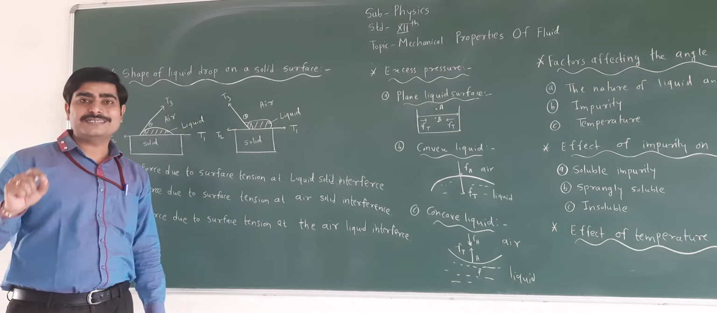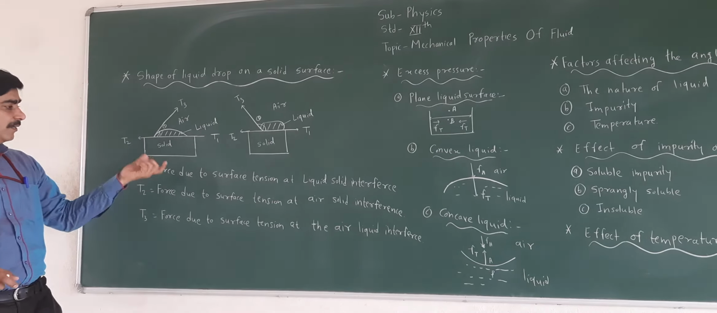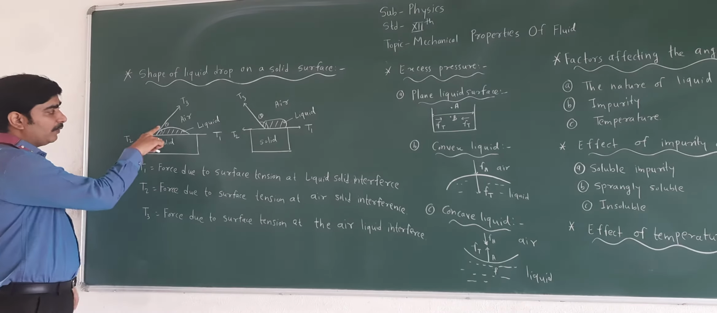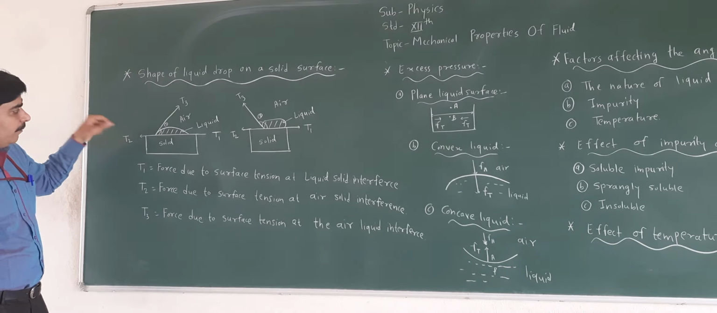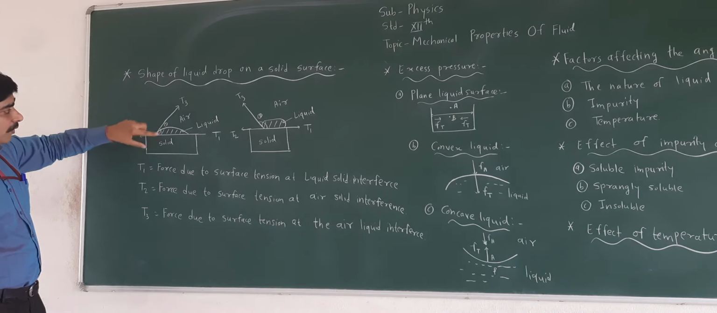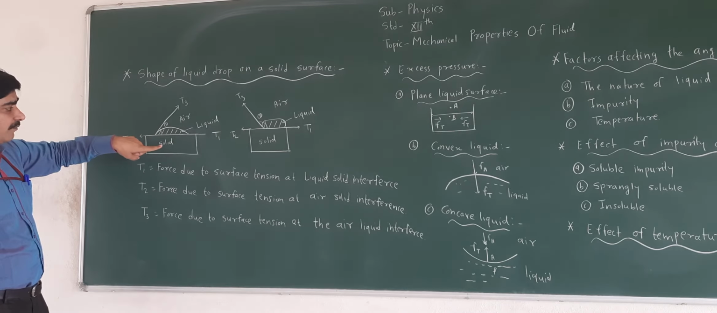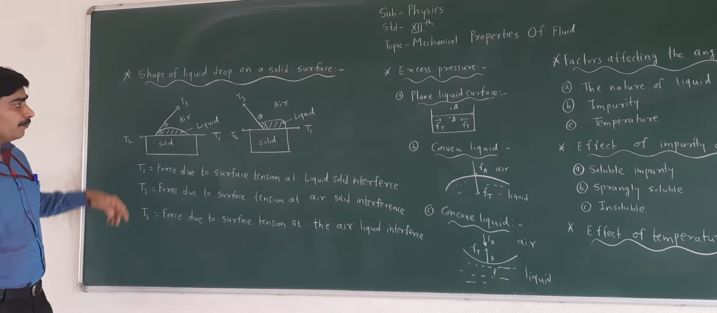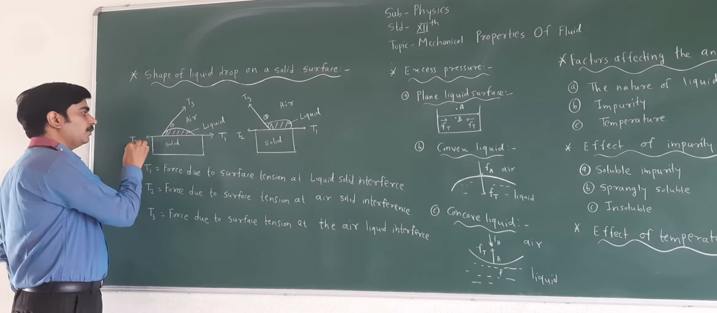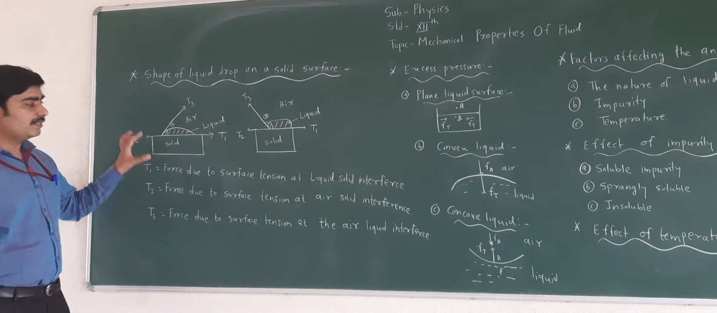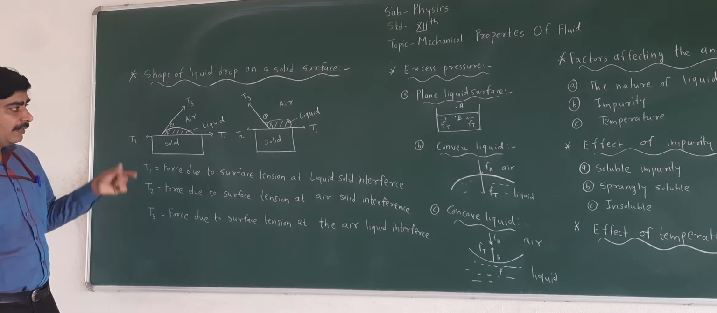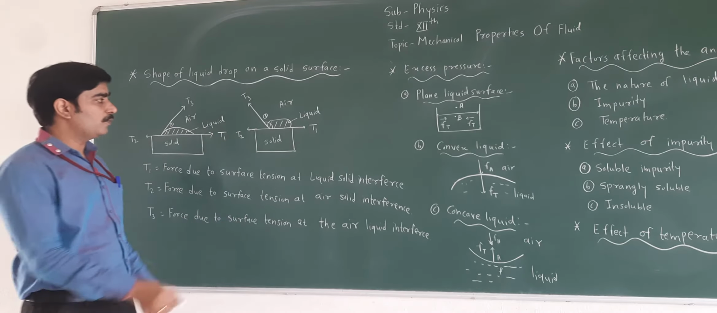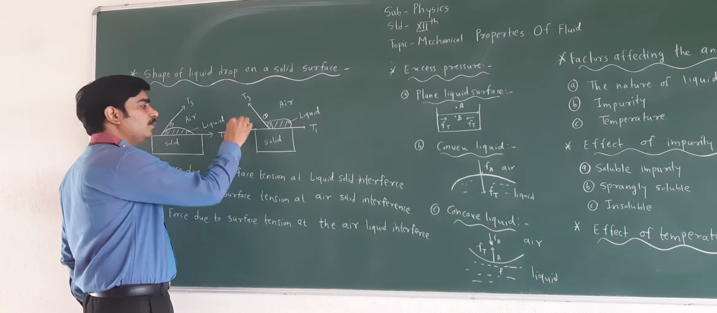In order to explain this concept, I have drawn two diagrams here. You can observe that this is for the acute angle. You can see that theta is an acute angle. Here is the solid surface, here is the liquid, and here is the air. So here T1, T2, T3, these are the three forces acting here. Similarly, for the obtuse angle, I have drawn the same forces T1, T2, T3.